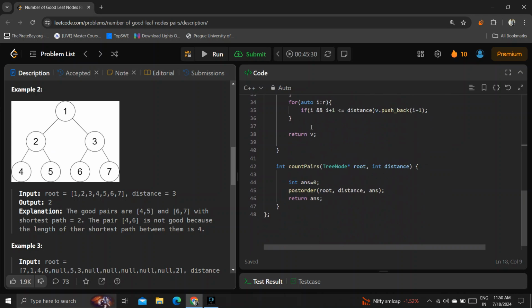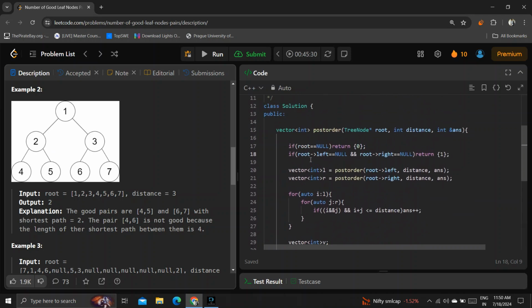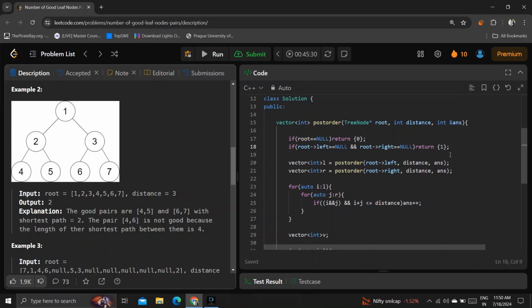So what is this? This is our base conditions. If root is equal to null, we will return a vector containing the value 0. If root left is null and right is null, then we will return simply 1. Okay, hope you have got it.